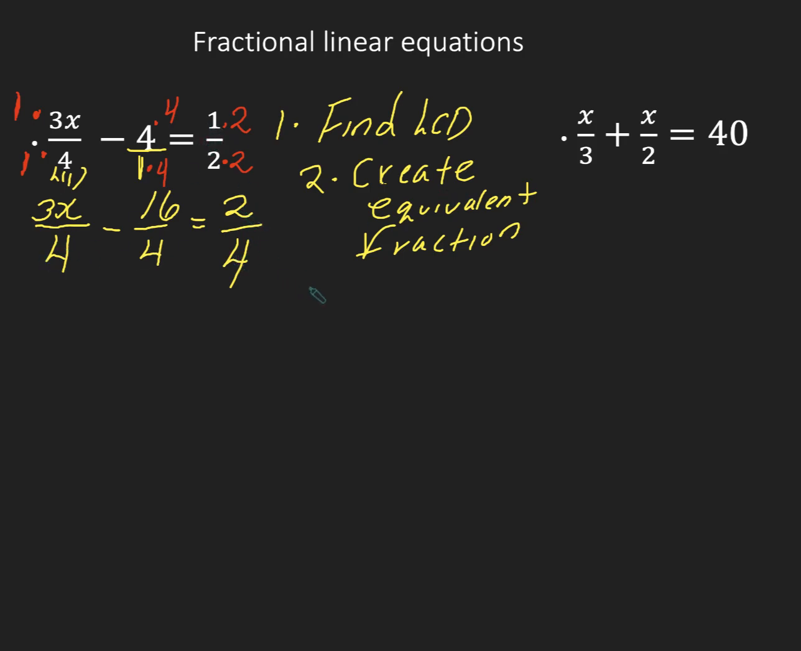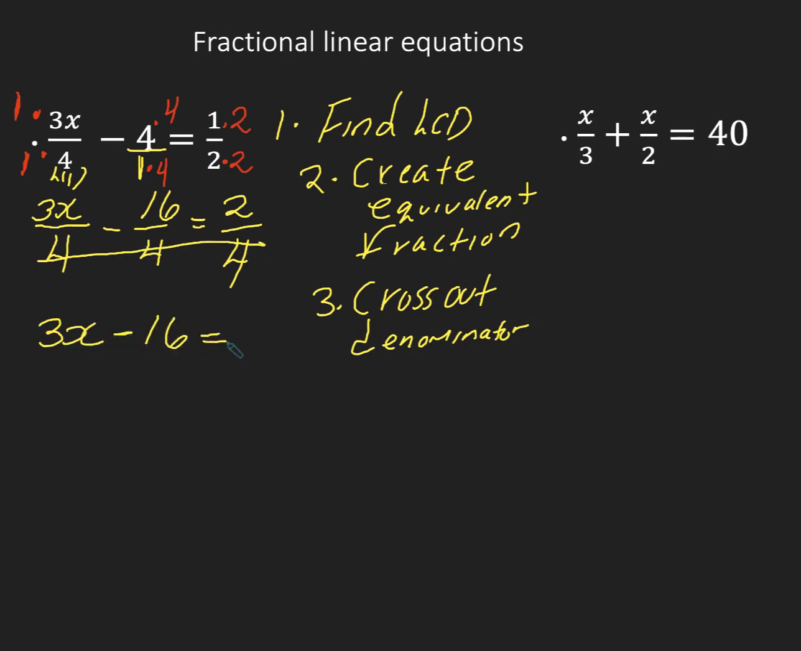Now once you've created your equivalent fractions, I want you to cross out the denominator. The reason you're crossing out the denominator is because they're equivalent. All we're left with is the numerator, which is 3x minus 16 equals 2. So we're back to just a normal linear equation, no fractions whatsoever, and we can solve this.